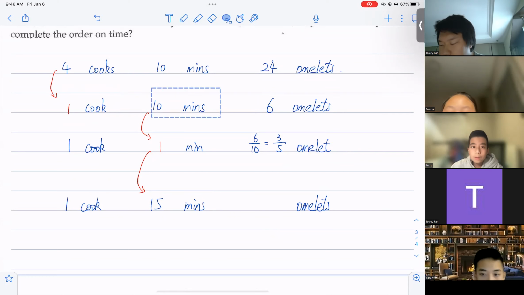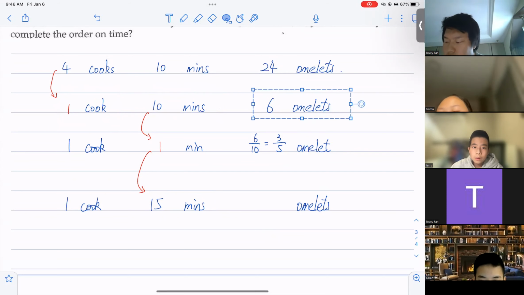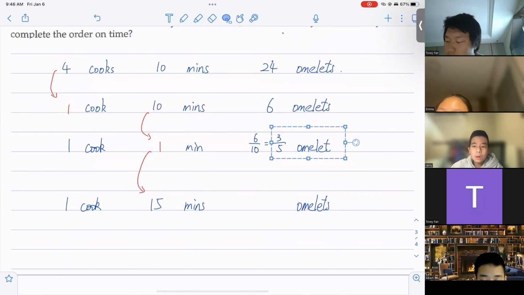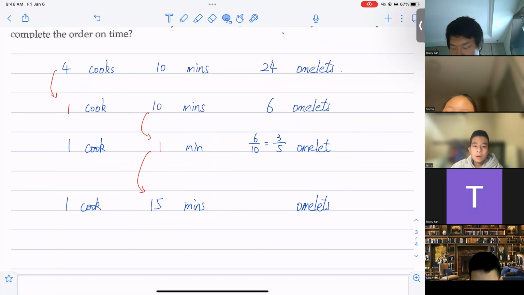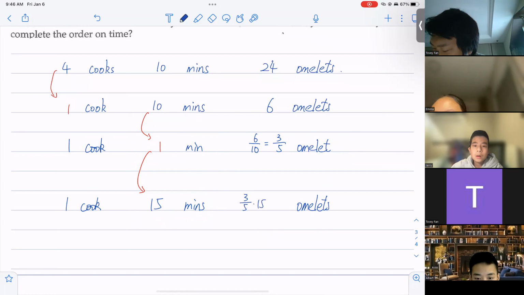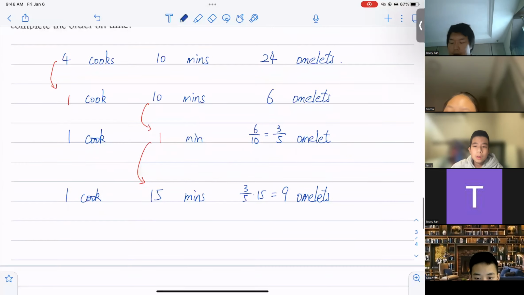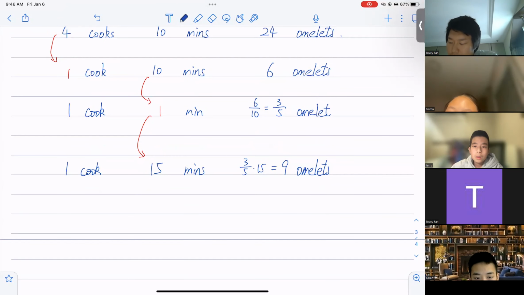One cook in 10 minutes can make 6 omelets. In other words, you could say 5 minutes, 3 omelets, right? 3 omelets per 5 minutes, or 3 out of 5 omelets per 1 minute. So in 15 minutes, you times by 15. It's kind of logical, right? In 1 minute, he can make this many omelets. In 15 minutes, you just times by 15, right? Just 3 out of 5 times 15 equals 9 omelets. So one cook in 15 minutes can make 9 omelets.